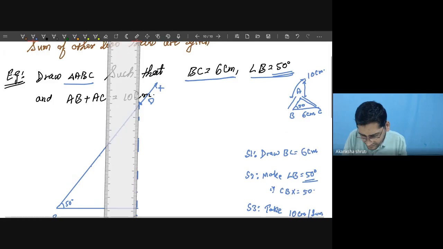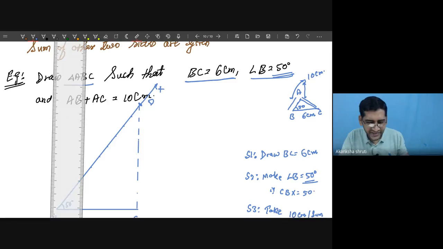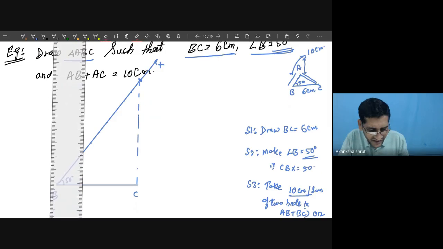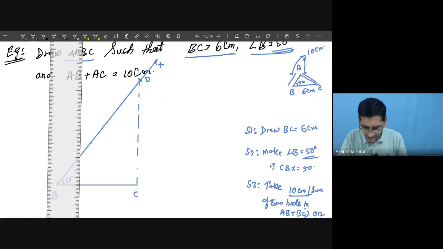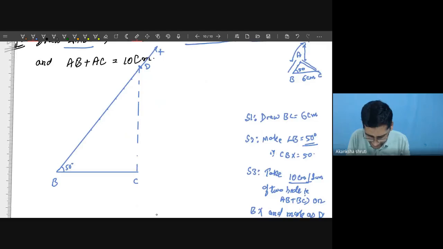This way we have joined D to C. So be careful. Where is D, student? The labeling you also have to write. BC here we have taken as 6 centimeter. Here BD, this B to D, keep in mind it is the sum of the other two sides, means this is our 10 centimeter.